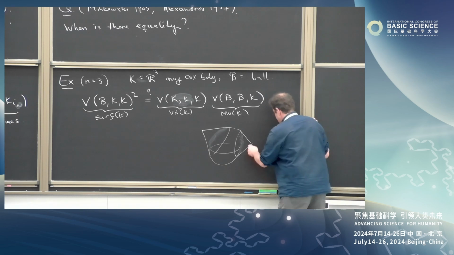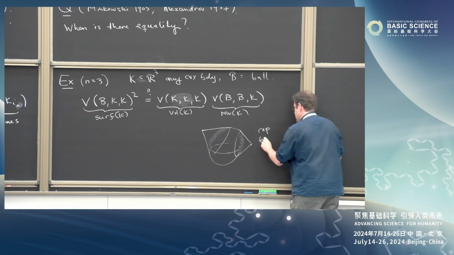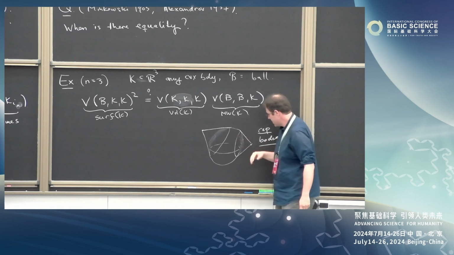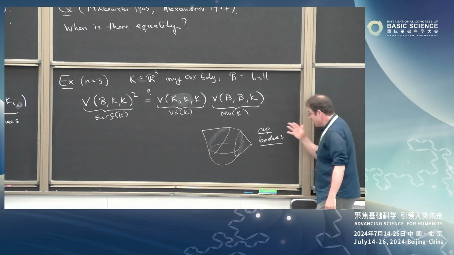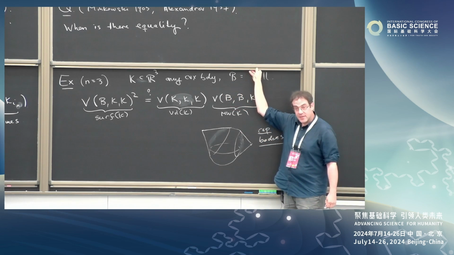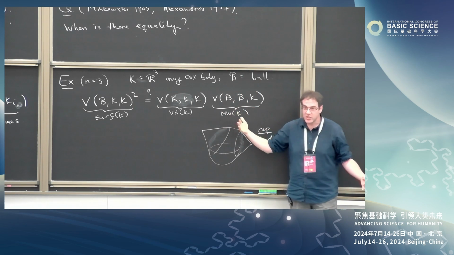These are called cap bodies. That's the terminology of Minkowski, Kappenkörper. And all of them are minimizers. All of them are equality cases. And they solve this kind of strange isoperimetric problem.